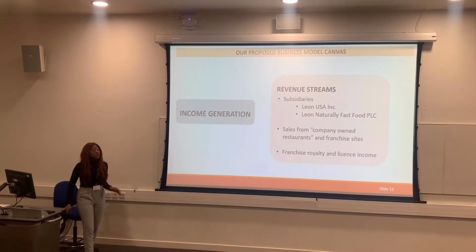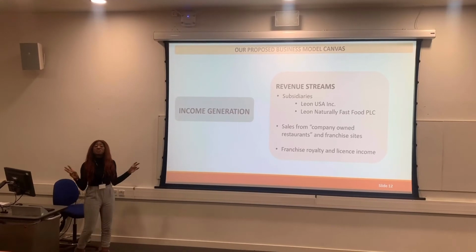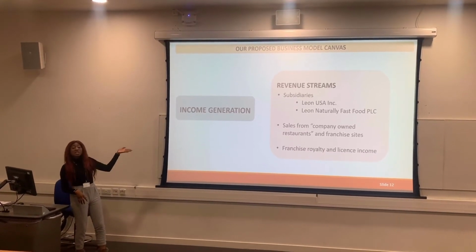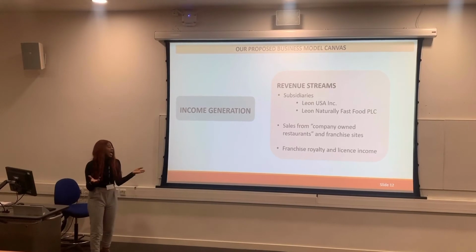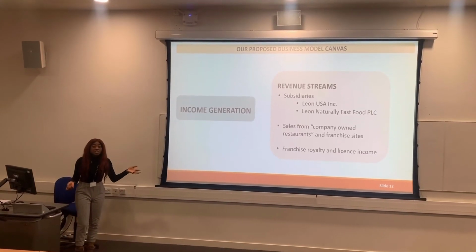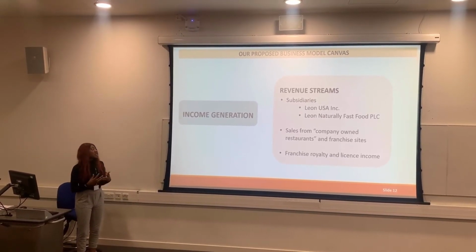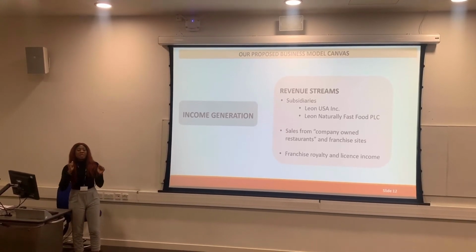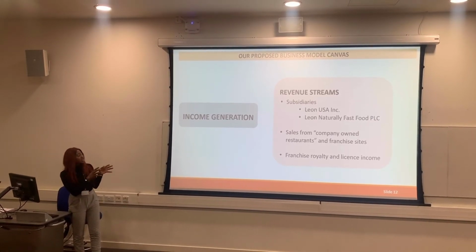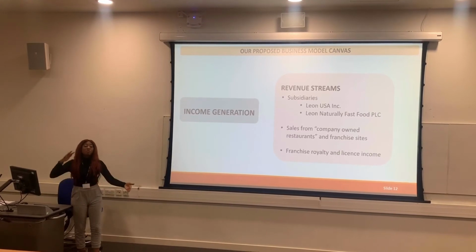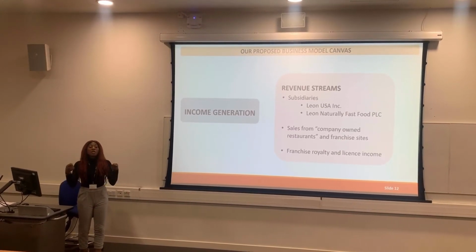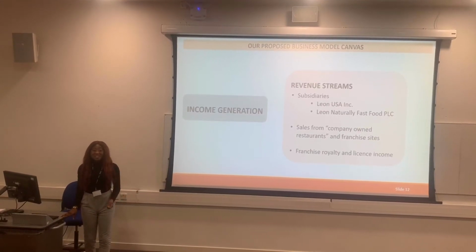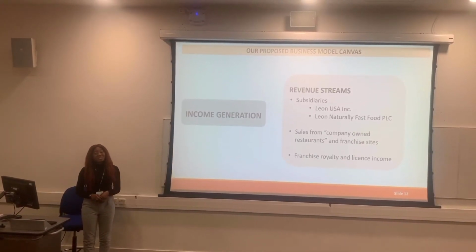Next is the revenue streams. Leon Restaurant currently has three ways with which it generates income. The first one is through its subsidiaries. The second one is sales from the company's owned restaurants. And thirdly, the income received from its franchises. Now, having increased the customer segments for the company, this will in turn impact the revenue stream. It will enable them to have more sales and in turn increase the revenue of the company. These are the external factors proposed for income generation in the business model for Leon Restaurants.